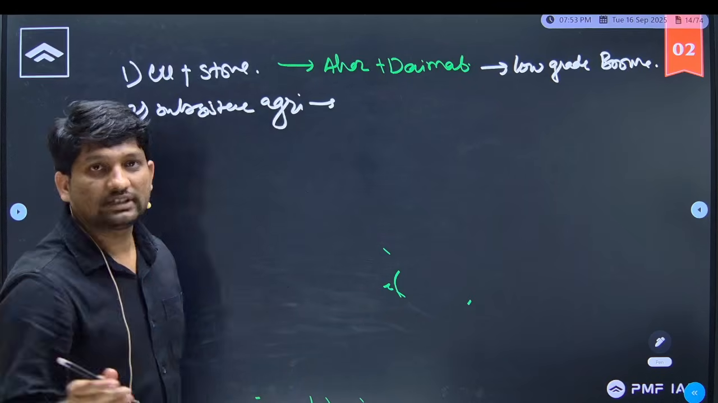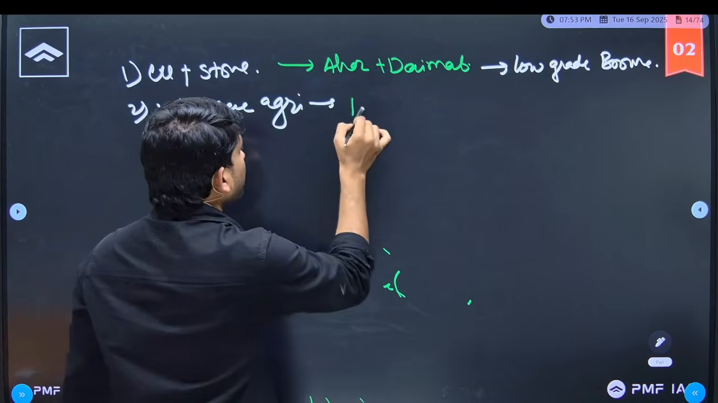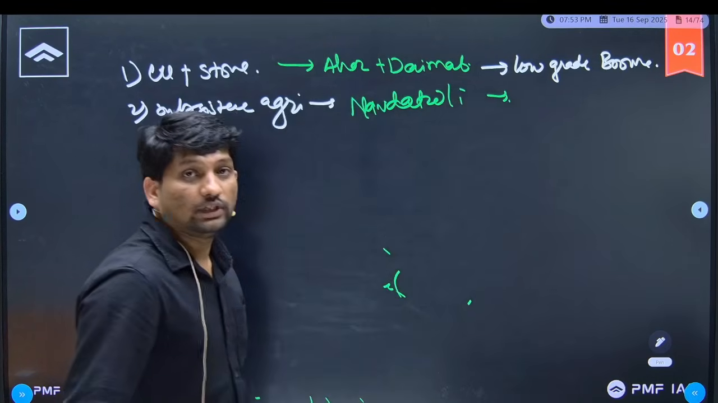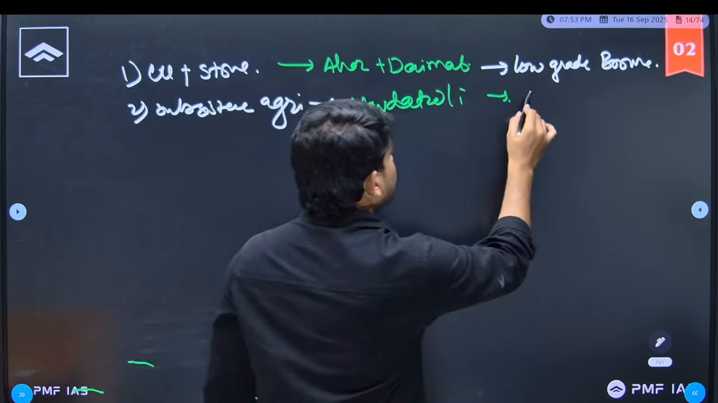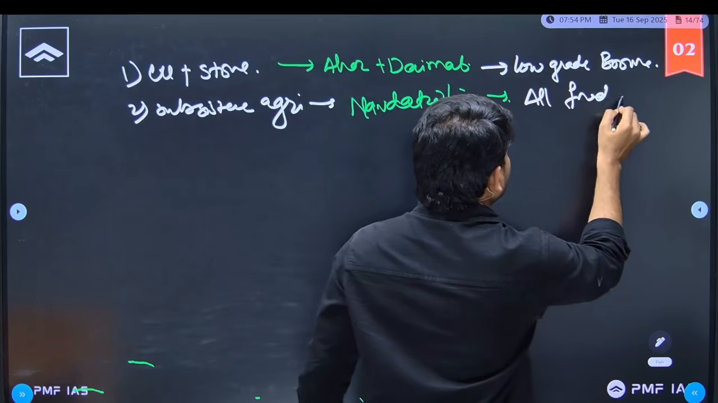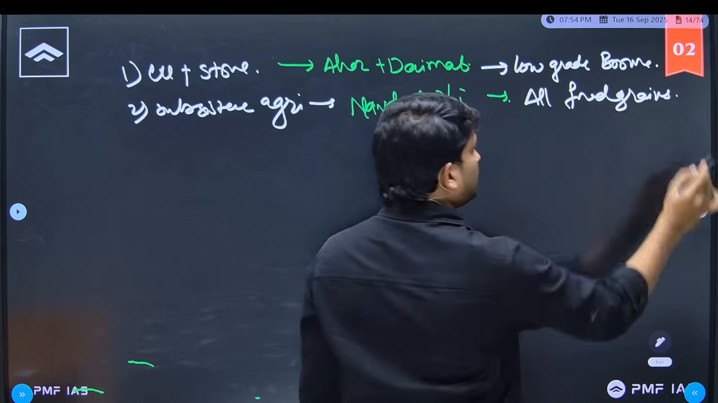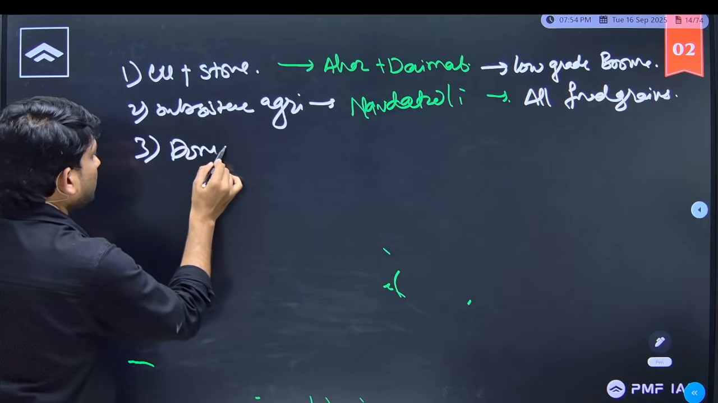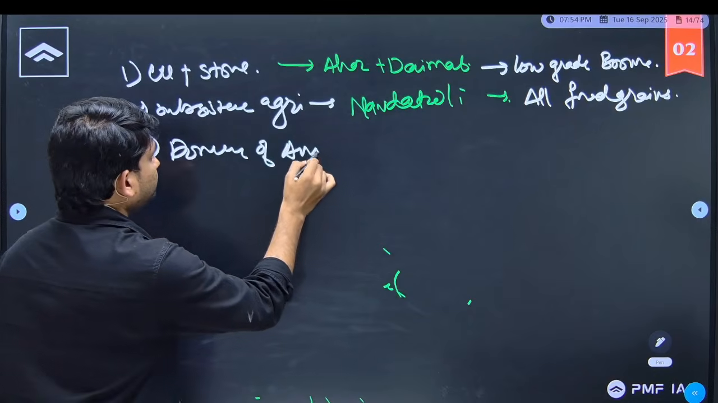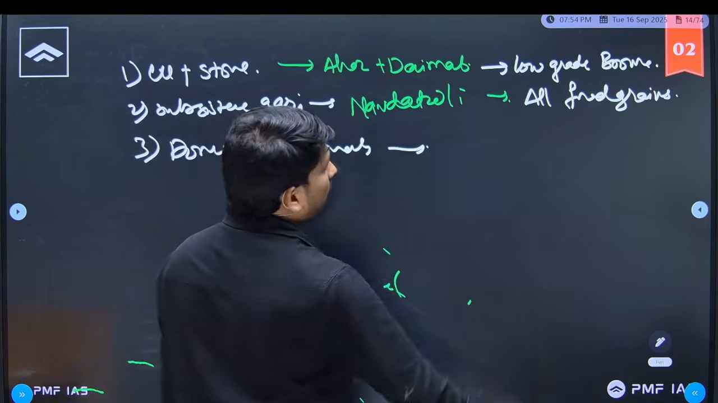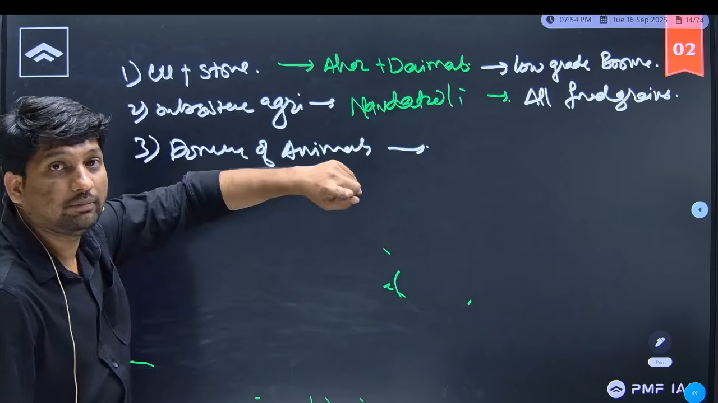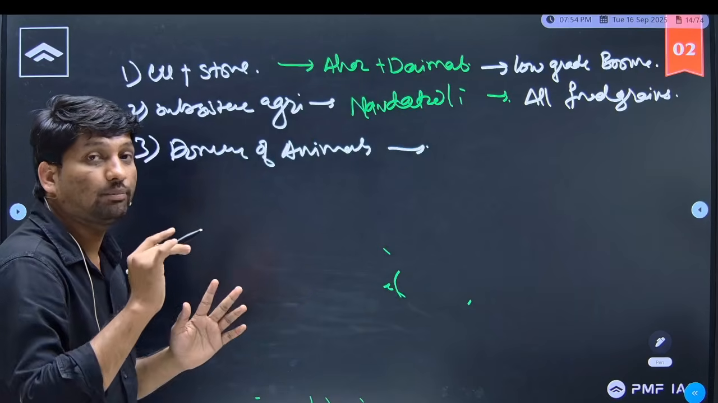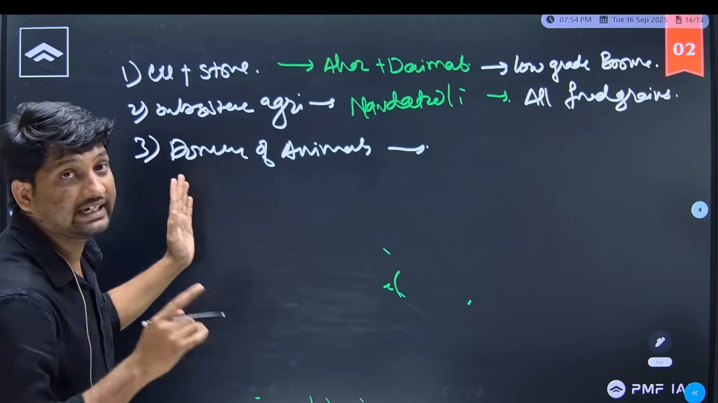Next, the second point was about subsistence agriculture. In subsistence agriculture, I have given you the example of Nauda Tolli. In Nauda Tolli, you will find all food grains. Next, third is domestication of animals. I have not given any example during this period, but remember, they did not use animals fully. They did not use the animals for milk. They only slaughtered or killed animals.